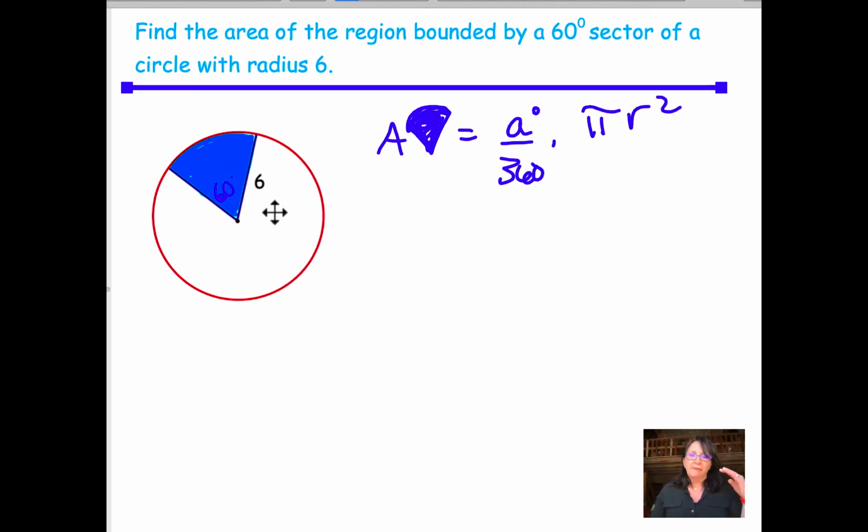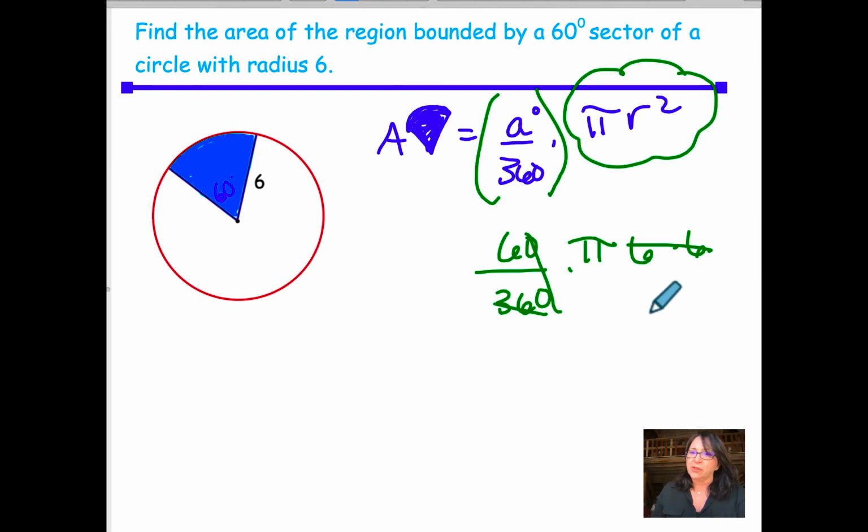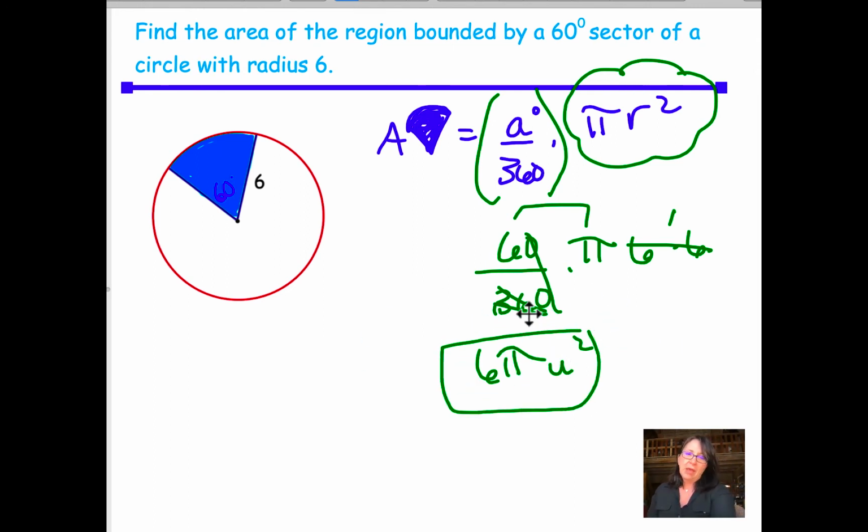So again, it's a fraction of the entire area. This is my entire area. This is the fraction of that area. So arc degree, I'm talking about 60 degrees out of 360 times pi times r, which is 6, and 6 times 6 is 6 squared. Zeros are going to cancel. These two 6s are going to cancel with those two because that makes 36, and that makes 1, 1. 6 times pi is 6 pi, units squared, and so that's the area of that blue region.